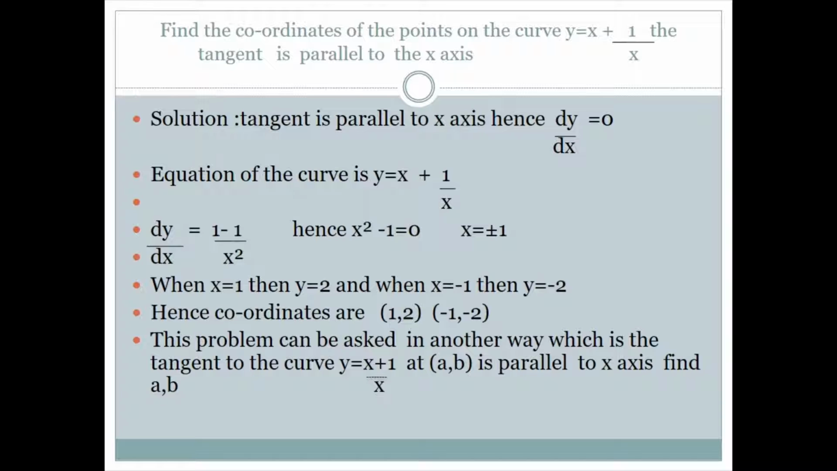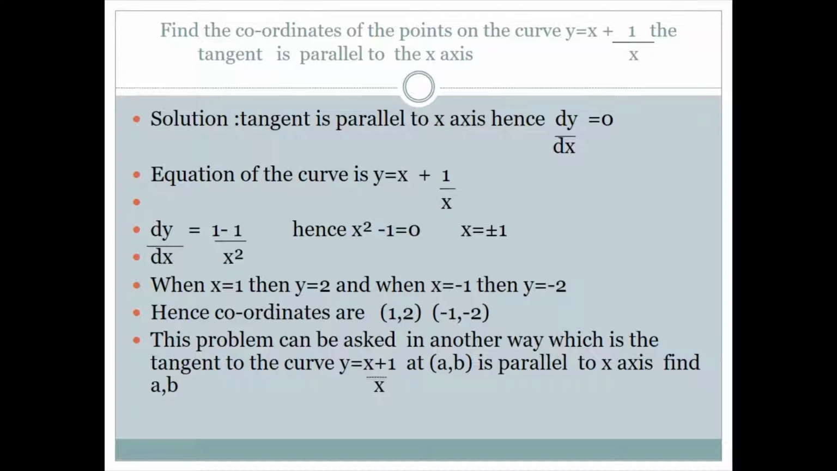Next example. Find the coordinates of the point on the curve y is equal to x plus 1 upon x where the tangent is parallel to the x-axis. Solution. Here we are given that the tangent is parallel to the x-axis. A line parallel to the x-axis means y is a constant, and since y is constant, dy by dx is equal to 0.